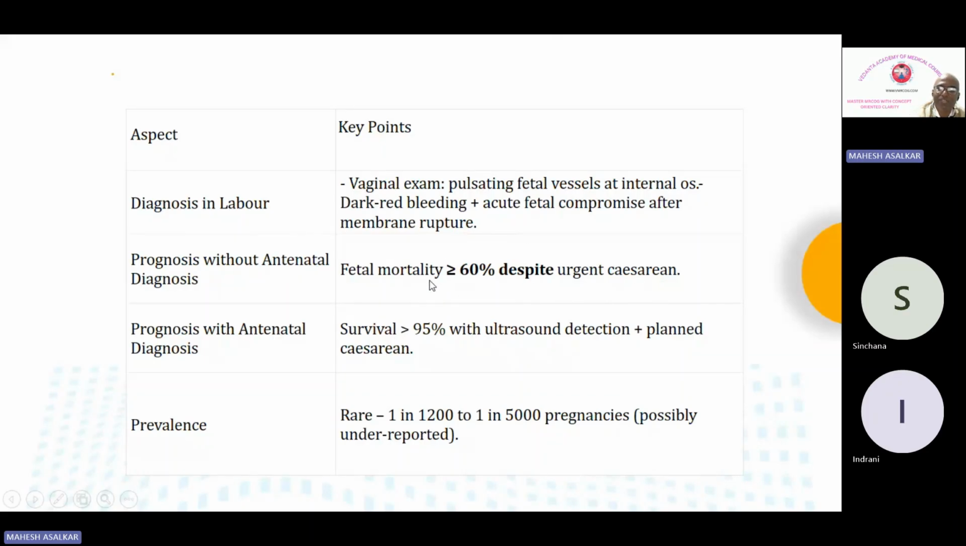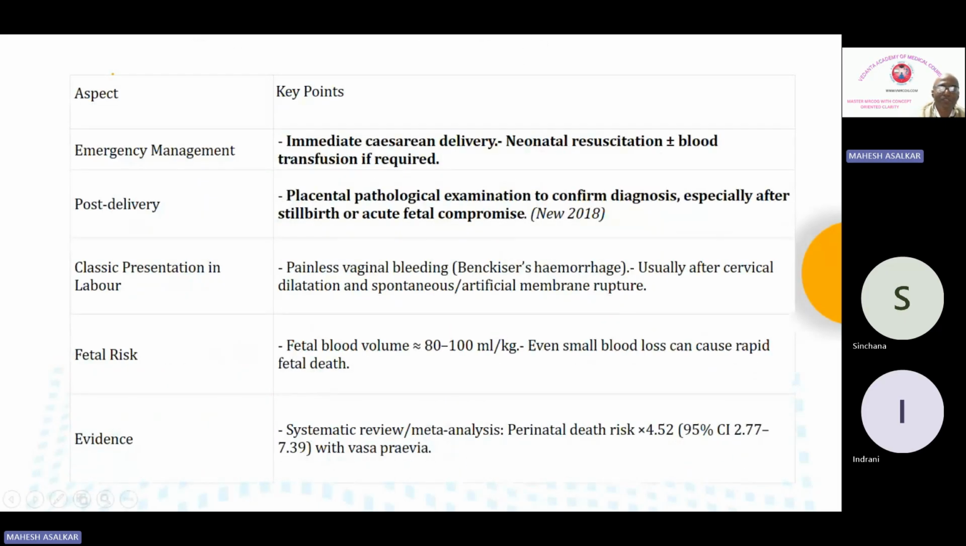Sometimes they ask you the survival rate. Survival rate will be around 40% if the condition is not diagnosed, while with antenatal diagnosis, there is 90 to 95% survival with ultrasound detection and planned cesarean section. So a good survival rate with antenatal diagnosis. Then what is the prevalence? It happens in 1 in 1200 to 1 in 5000 pregnancies, and is possibly underreported. These are a few important things about Vasa Previa.